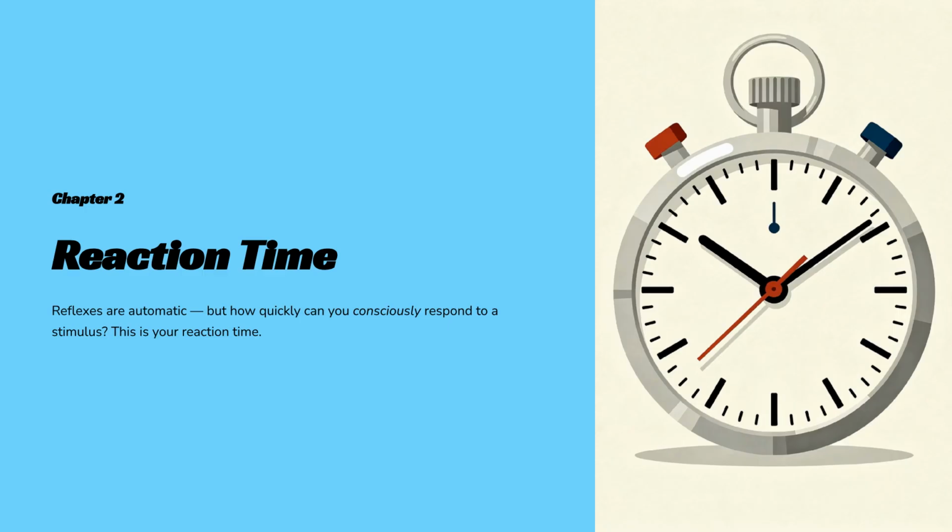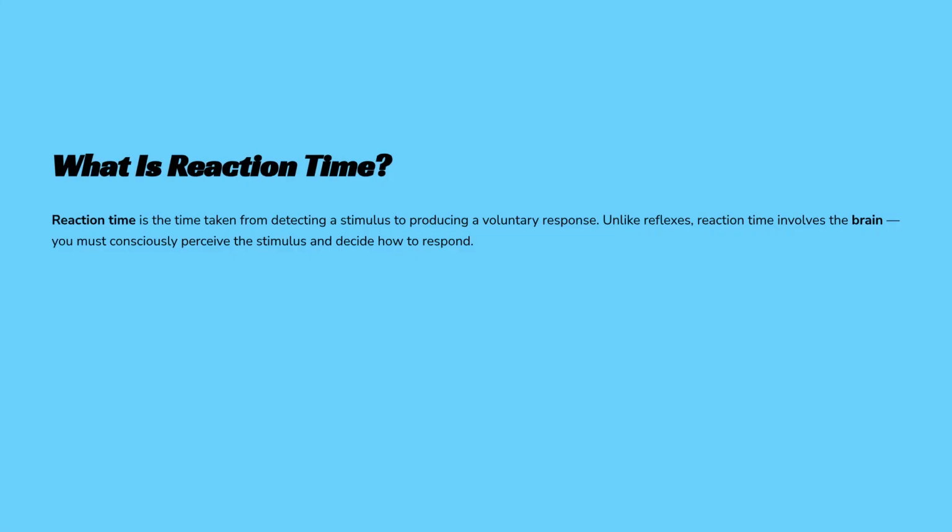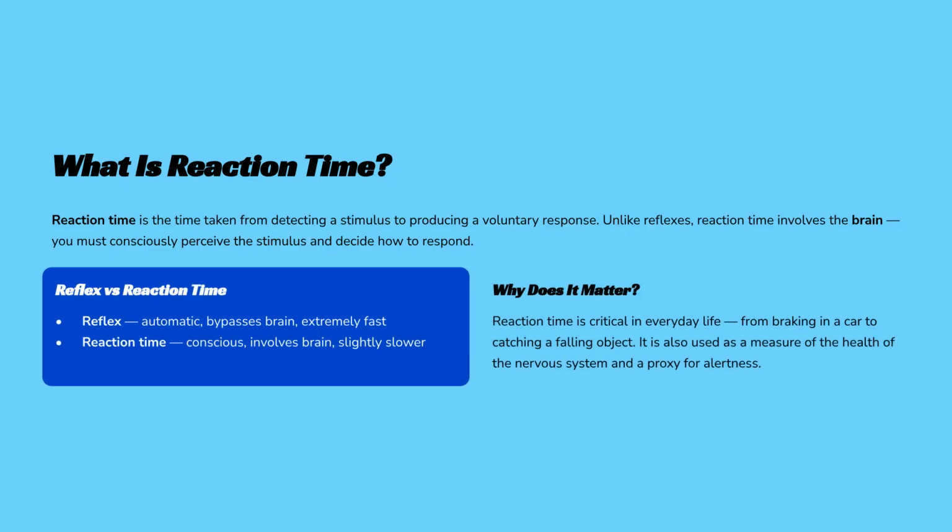Chapter 2 shifts our focus to reaction time. While reflexes are automatic, reaction time measures how quickly you can consciously respond to a stimulus. Reaction time is the time taken from detecting a stimulus to producing a voluntary response. Unlike a reflex, it requires conscious thought and involves the brain.